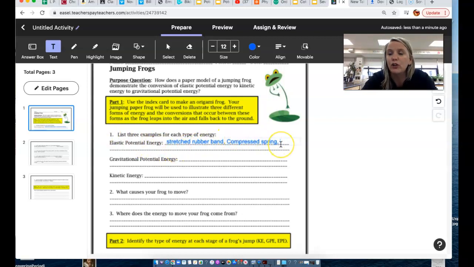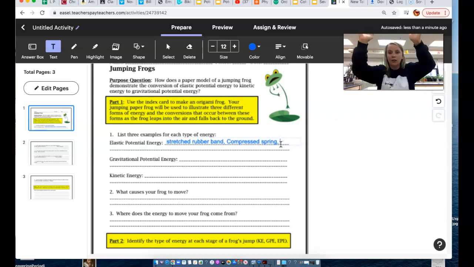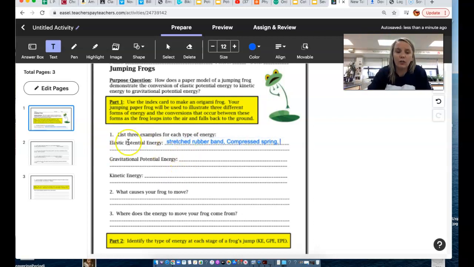Okay, so what about a trampoline, right? We jump on the trampoline, it sinks under our weight, and for a split second there's potential energy before it releases and throws us up in the air. Okay, so we compress that trampoline and release it. Again, elastic potential energy are things that stretch and bend to store that energy. So we'll say trampoline.